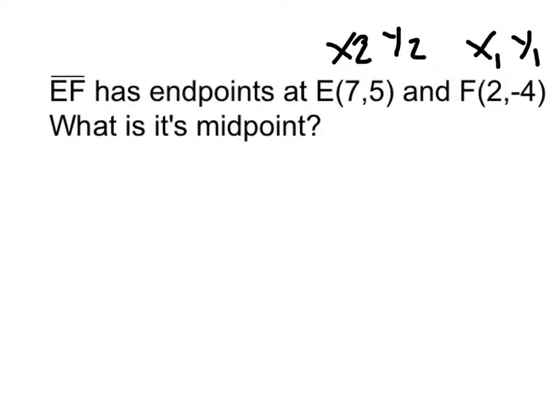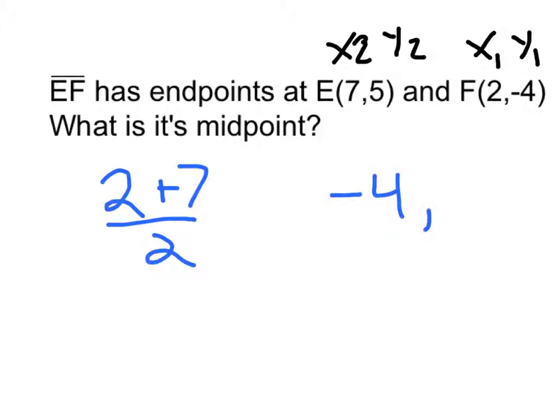Again, all we're looking at is, I'm going to just use blue for our x's, x1 plus x2 divided by 2, so that's 2 plus 7 divided by 2, and then y1 and y2 divided by 2, and that's negative 4, comma, y2 is 5 divided by 2. Excuse me, that should be a plus, my bad.